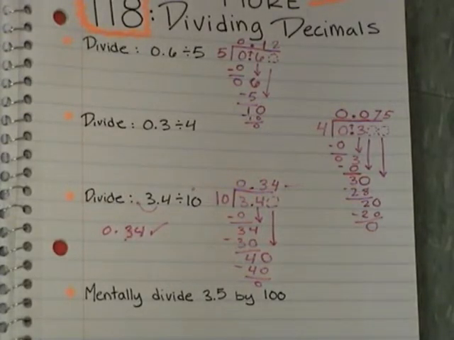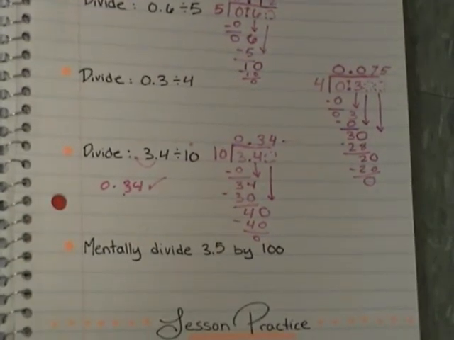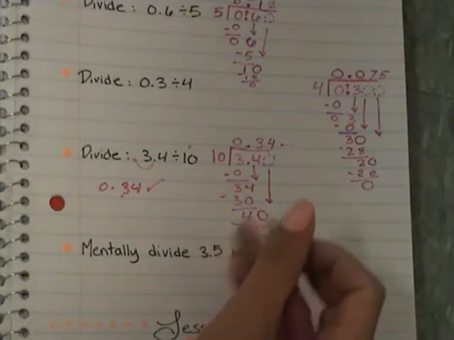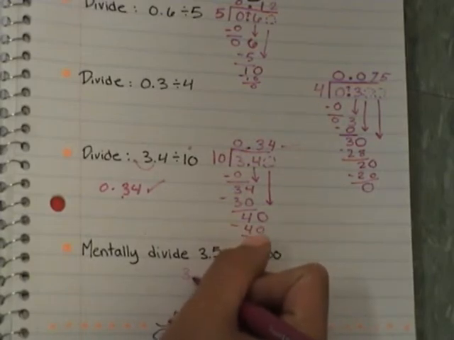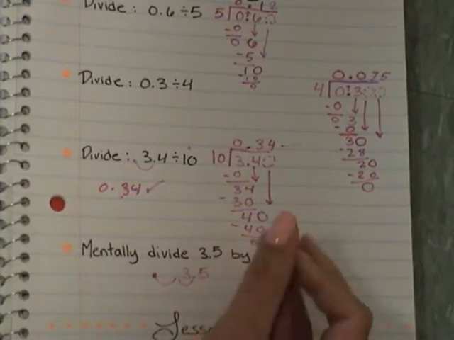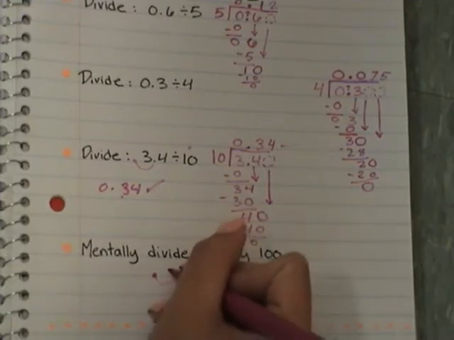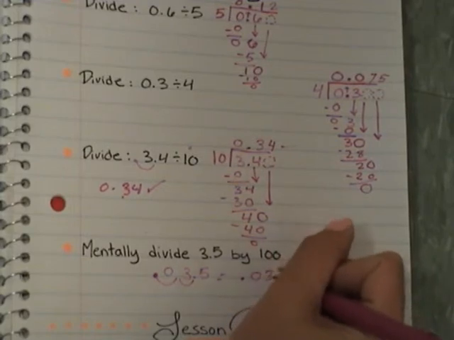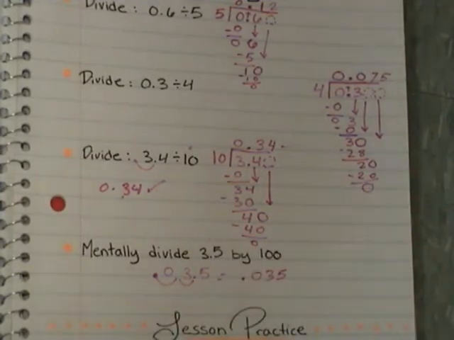So I'm showing you how to do it the long way, but if we do the next one, mentally divide 3 5/10 by 100, it's going to be the same thing. We're going to do this in our head. How many zeros do I have? 2. I'm going to move my decimal point of 3.5 once, twice. Now, I have my placeholder. What do I put in my placeholder? A 0. And my answer, 35 thousandths.